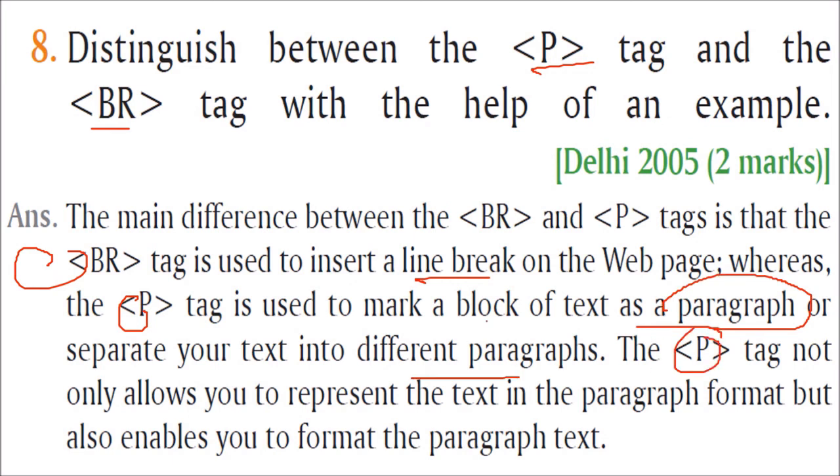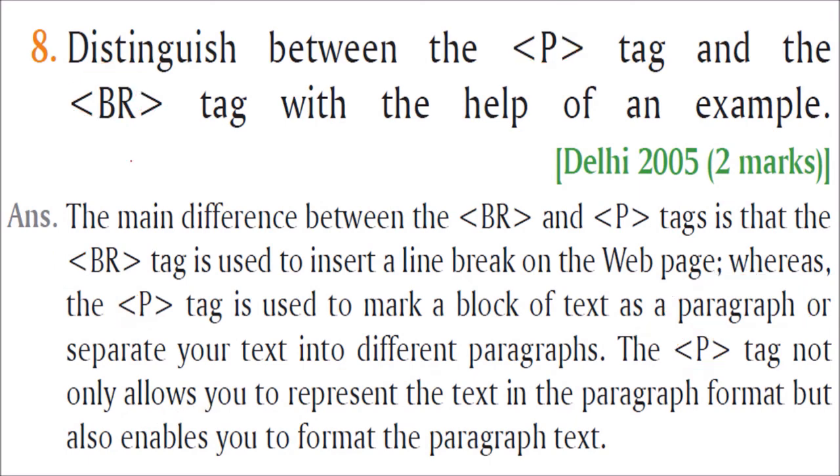So this P tag not only allows you to represent the text in the paragraph format, but also enables you to format the paragraph text. One more difference is P is the container tag, BR is the empty tag.